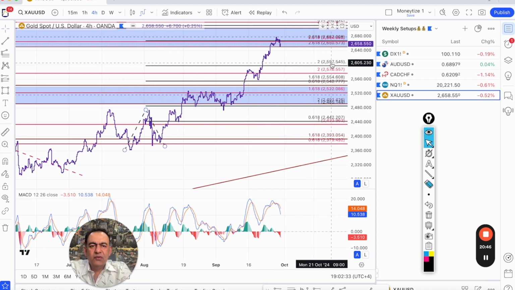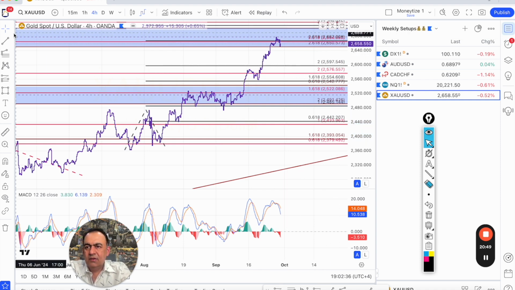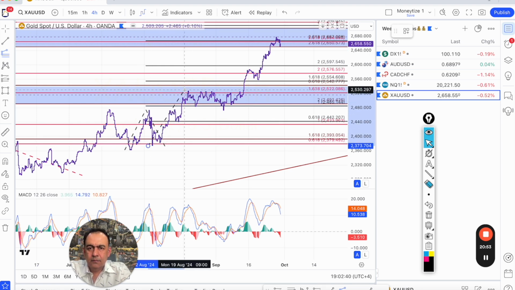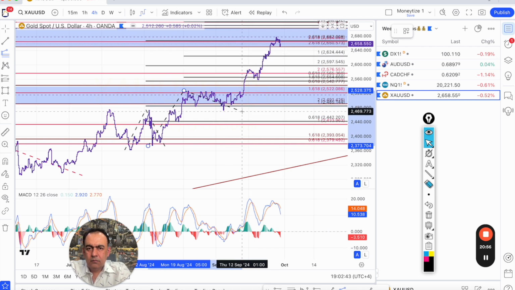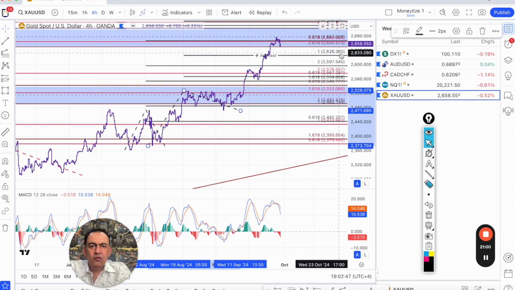Yes, so above 2576 we got 2597, and applying for the next one, we've got 2626 in between. So if it keeps moving downward, the important support is expected around 2626. If 2626 is breached, then 2597, and the ultimate support would be around 2576.